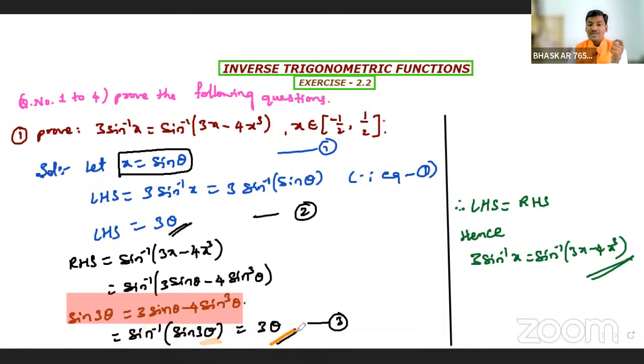Observe the LHS and RHS. In both cases we are getting 3 theta. From equations 2 and 3, it is proved that LHS is equal to RHS. Hence, 3 sine inverse x is equal to sine inverse of 3x minus 4x cube. Hence it is proved. Understood?